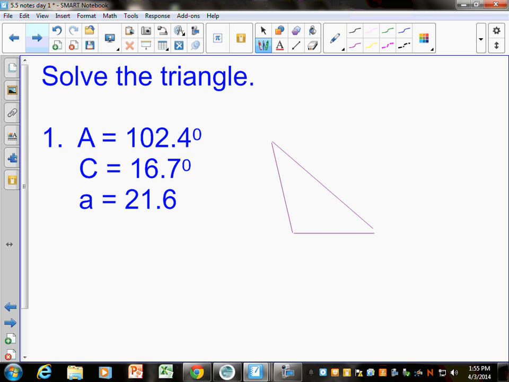The directions here say solve the triangle. Do you remember what that means when it says solve the triangle?